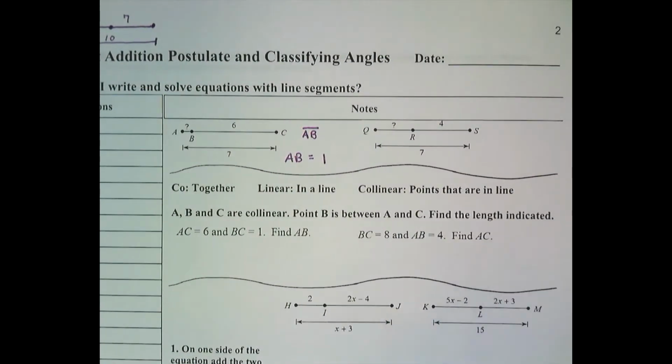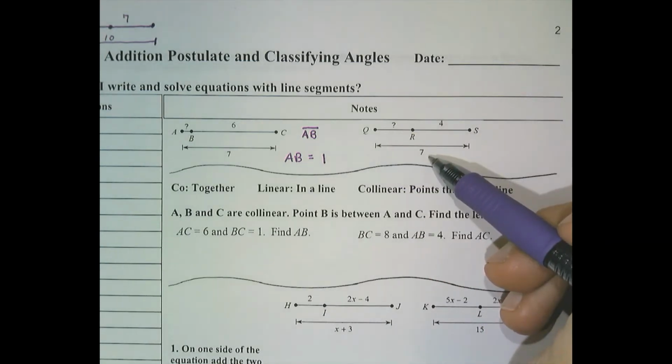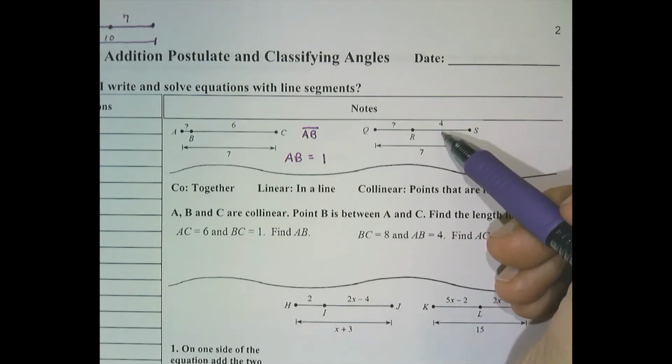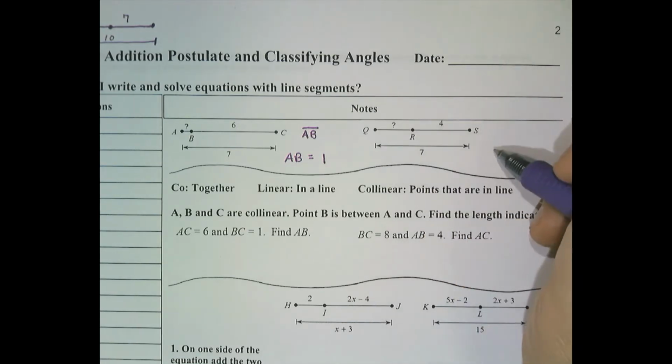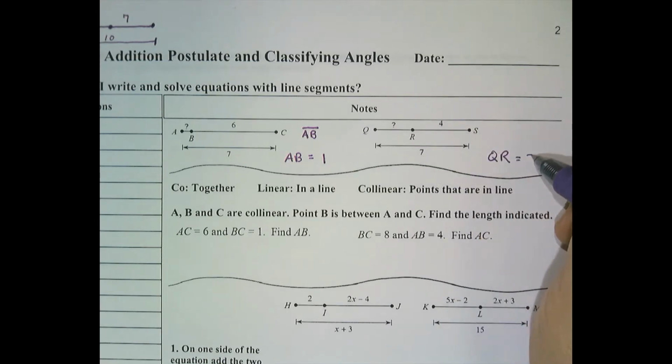In the second one, we have line segment QS is 7 units long, and line segment RS is 4 units long. Therefore, line segment QR must be the difference between the two. What plus 4 equals 7, and that is a value of 3.